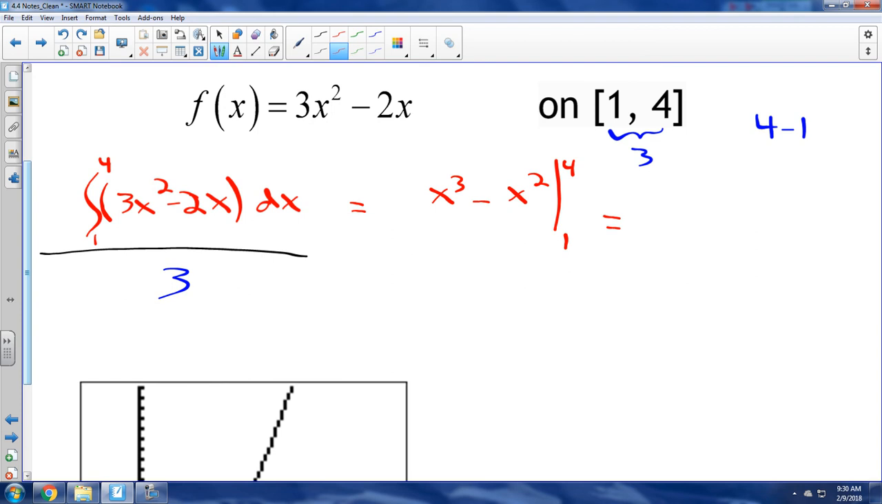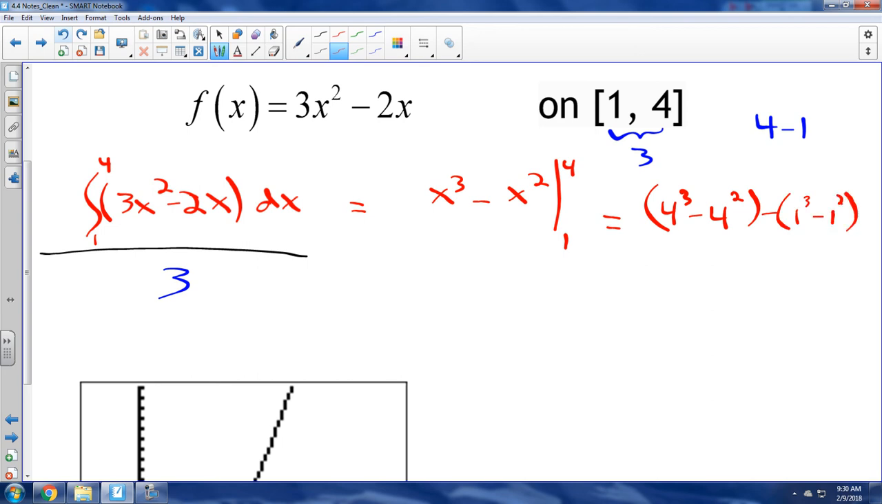So just if you derived what's in red, would you get what's in the integral? If you derive this, you get 3x squared minus 2x. So that's the antiderivative. So we really just need 4 to the third minus 4 to the second, and then we need to subtract 1 to the third minus 1 to the second.